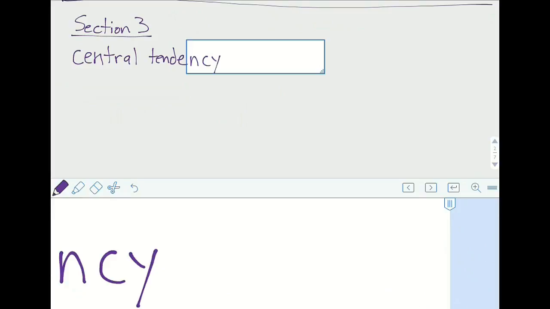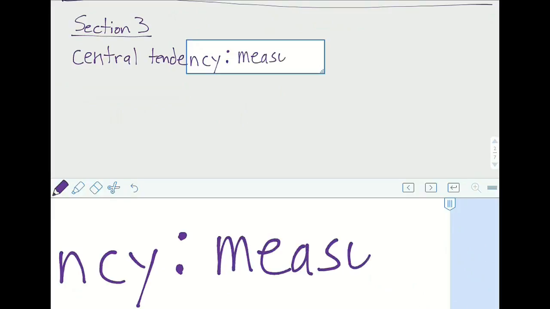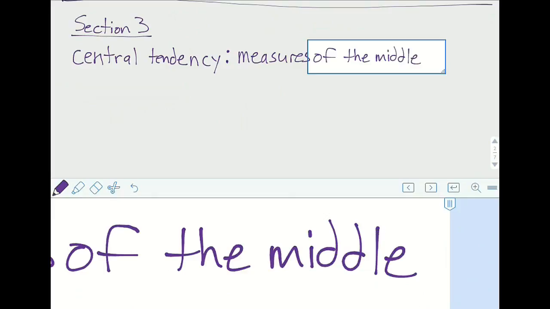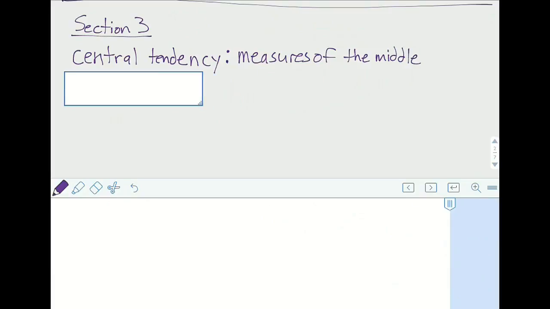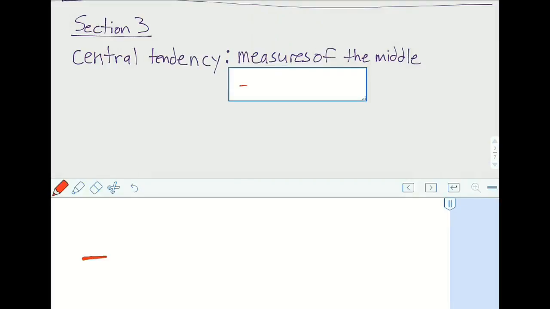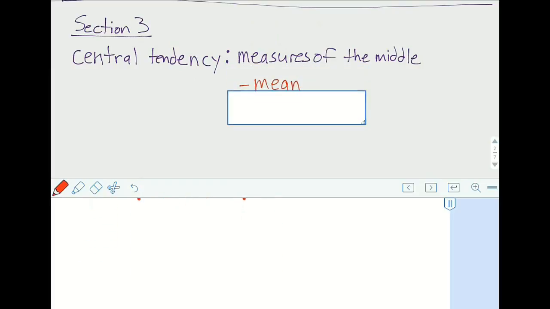And what central tendency is, is measures of the middle of a distribution. So measures of the middle. And so we're going to take this idea of central tendency, measures of the middle. Those are going to include things like the mean. And the mean is the one we're going to focus on in this part. It also includes things like the median.